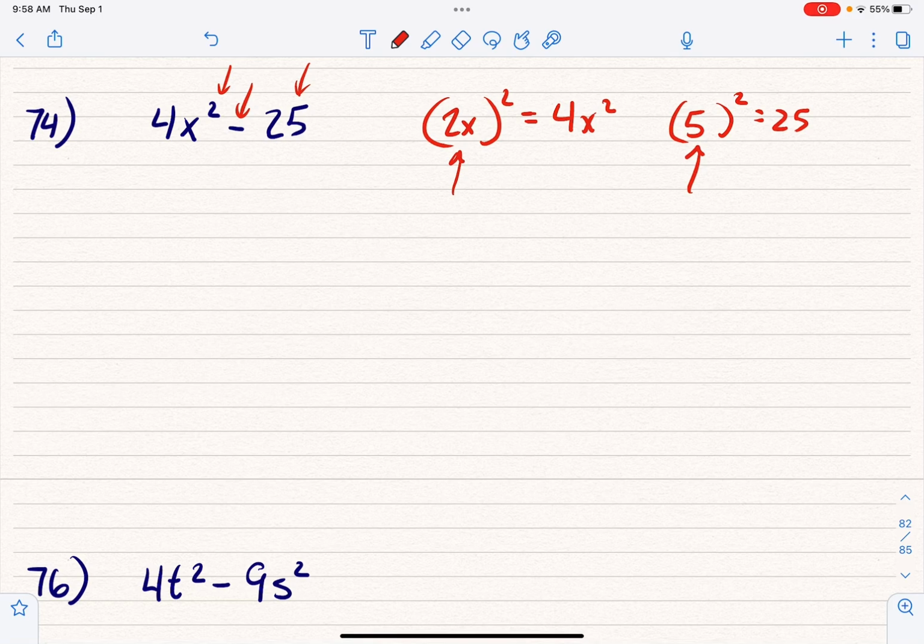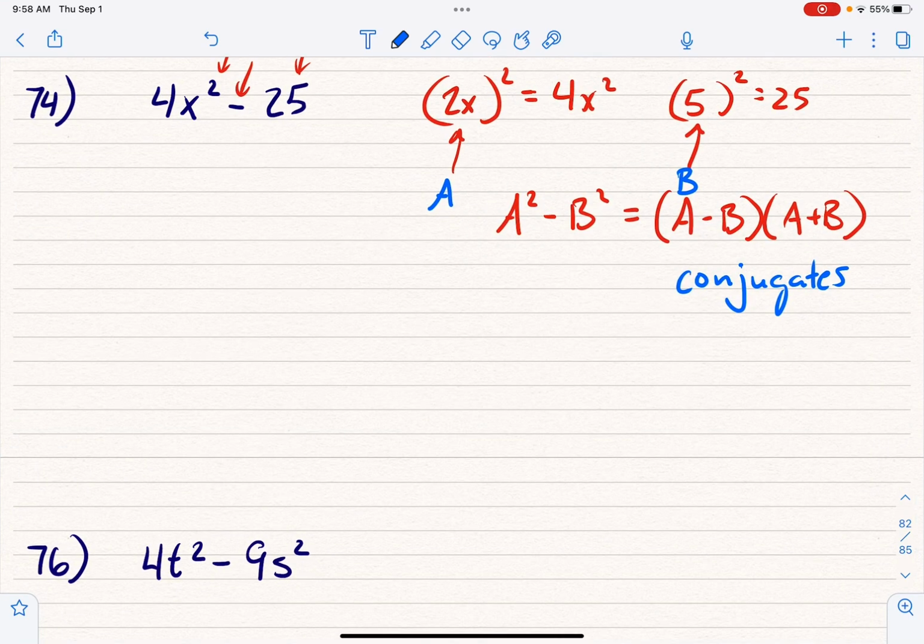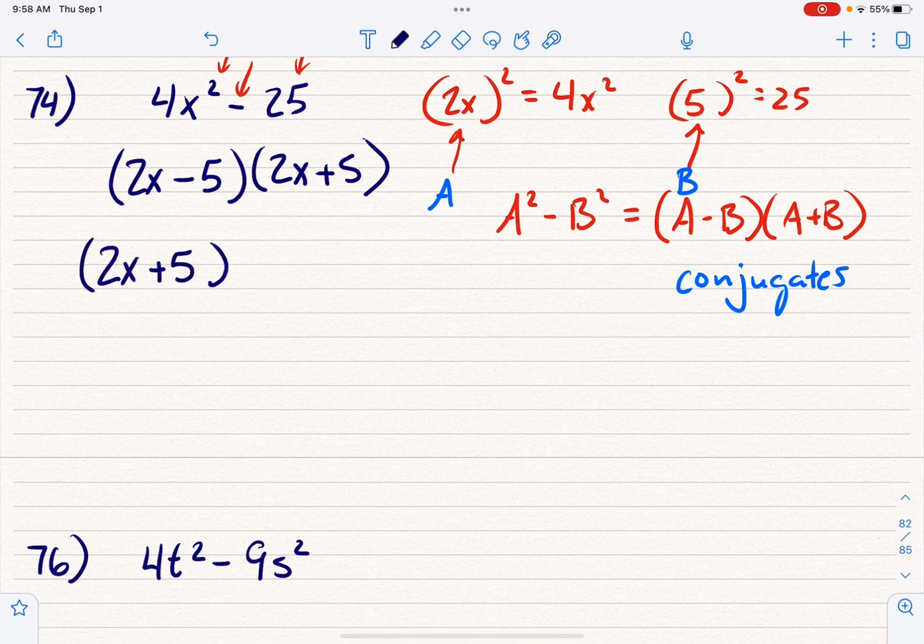I'm going to break this into the conjugates. Remember, we said that a squared minus b squared would equal a minus b times a plus b. And we said that these things right here were called the conjugates, okay? Where one is minus, one is plus, and you can have it in any order. And so really, this is my A and this is my B. And so I just look at this and say, okay, this is going to become 2x minus 5 times 2x plus 5. Now, does it matter if you wrote it 2x plus 5 times 2x minus 5? Of course not. You can multiply in any order.